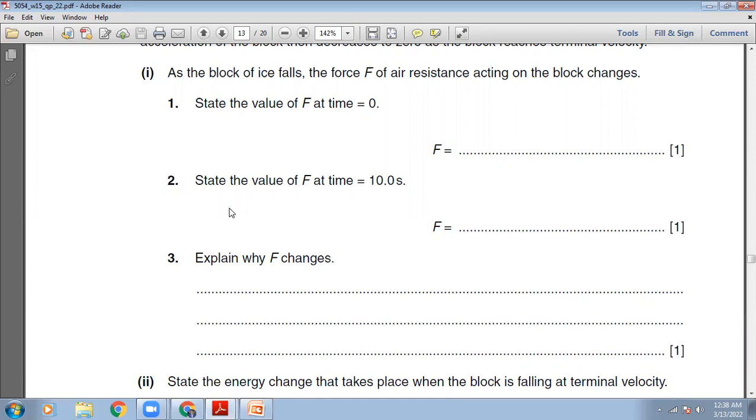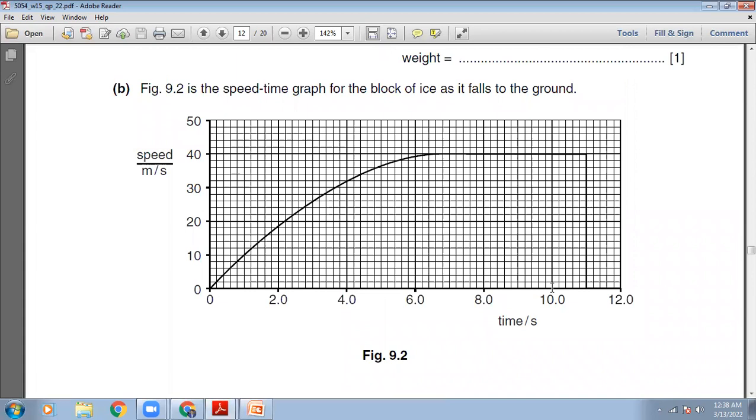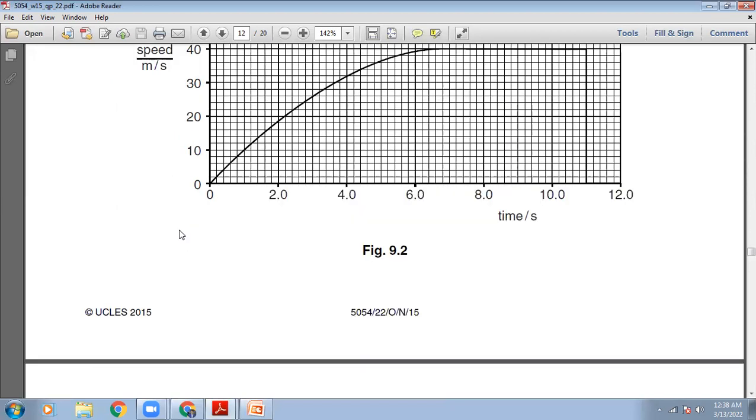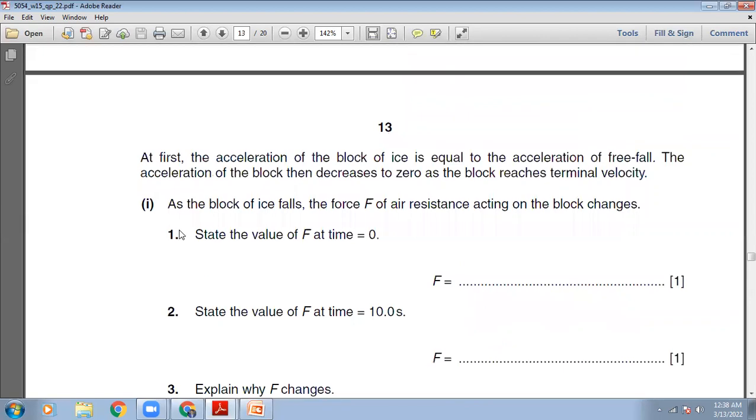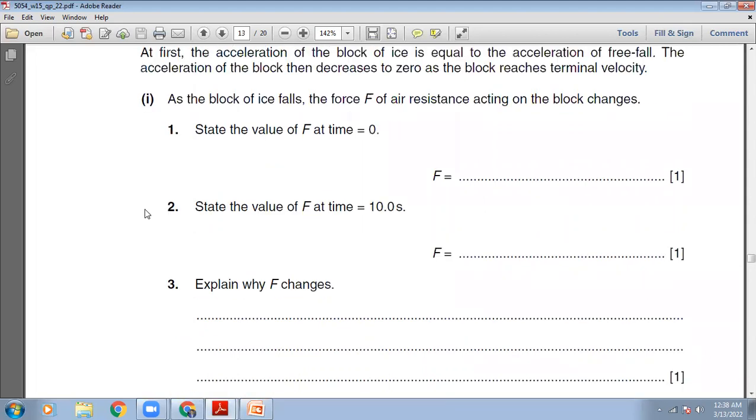Then it says state the value of F at time equals 10 seconds. So when the time is 10 seconds, here you can see the velocity of the falling ice has become 40 and is constant. When the speed is constant, it means terminal velocity. It means that the downward and the upward force have balanced each other. It means that the air resistance is equal to the weight of the body. And you know the weight is 12 Newton, so the air resistance will also be 12 Newton. Then it says explain why F changes.